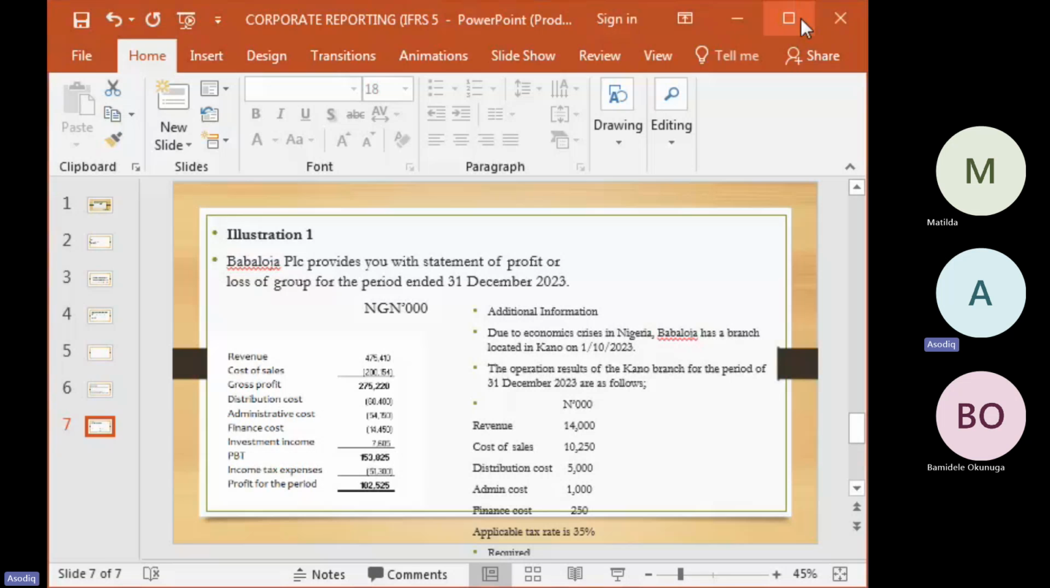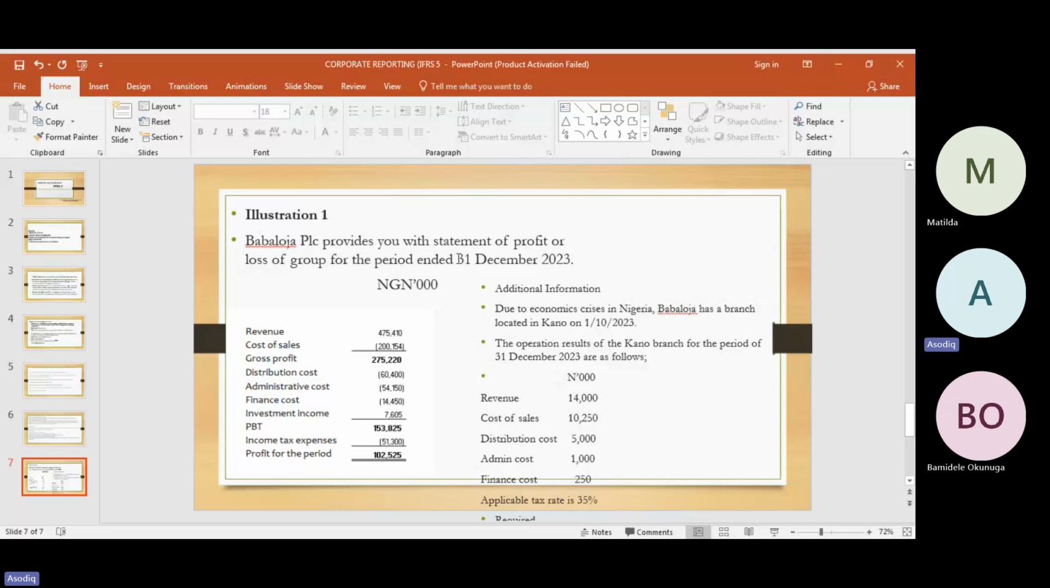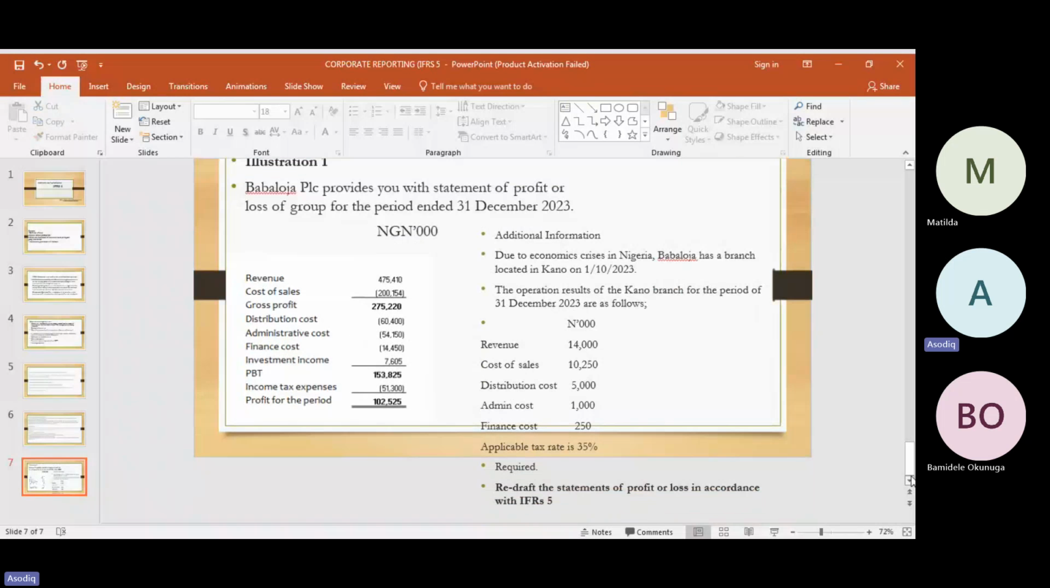Before using the Excel, I have an illustration. Babaloja PLC provides you with the statement of profit or loss of the group for the period ended 31st December 2023. I have my revenue, cost of sales, gross profit, and the likes. Then I have my additional information. Due to the economic crisis in Nigeria, Babaloja has a branch located in Kano. The operation results of the Kano branch for the period ended 31st December 2023 are as follows. So I have all this information.